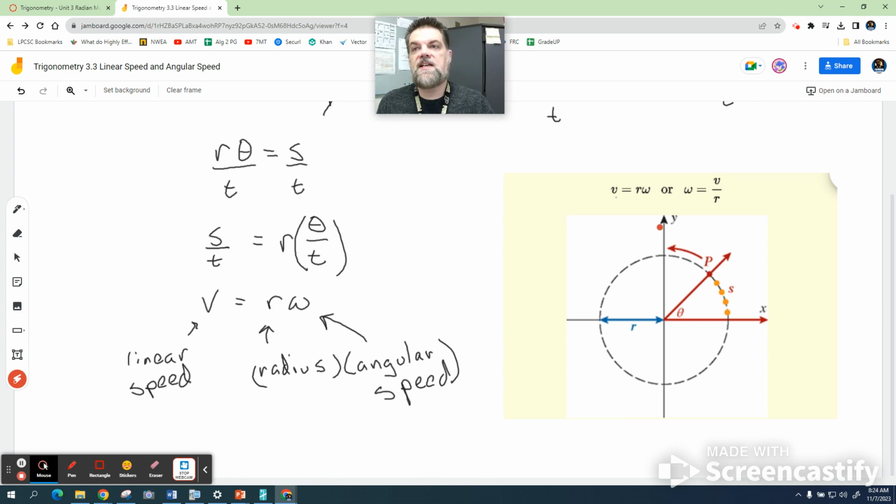So what your car does have is something that tracks the revolution of the tire and the time that it takes for it to make one revolution. And through this equation, it actually calculates your linear speed.